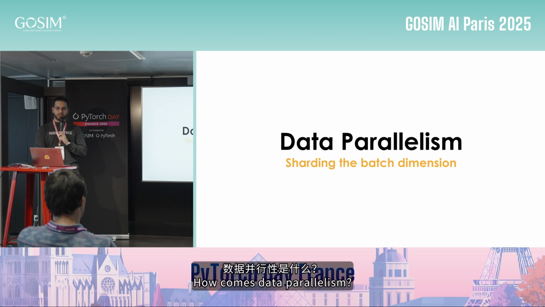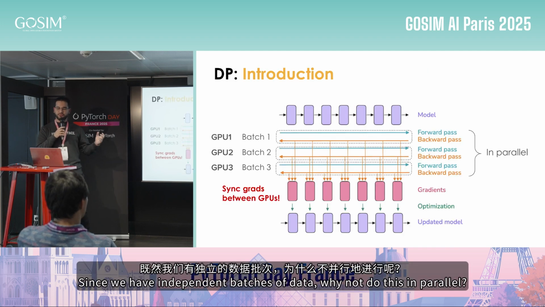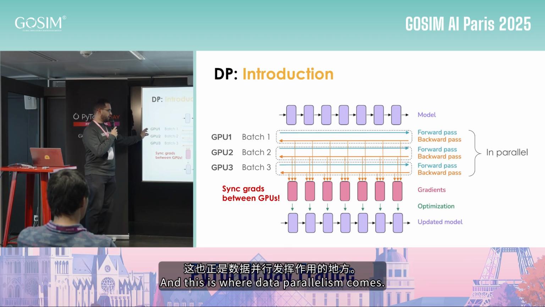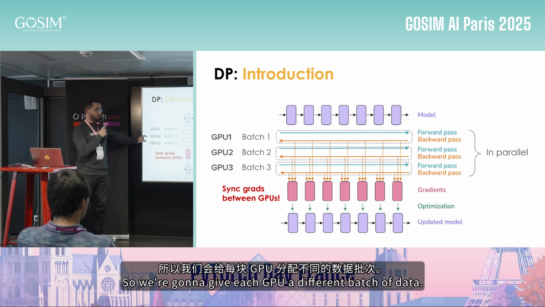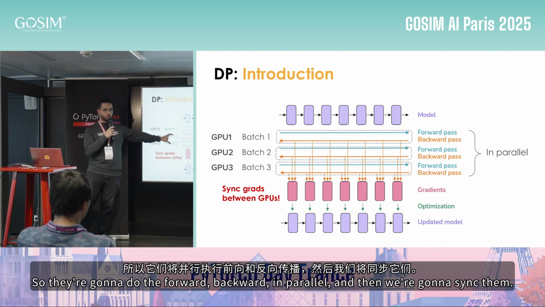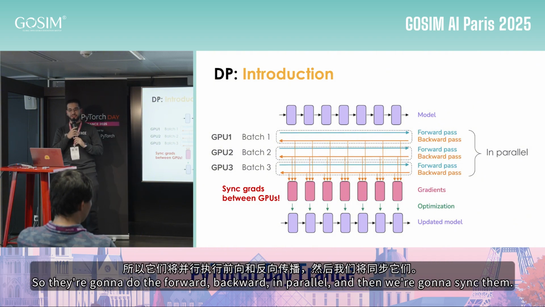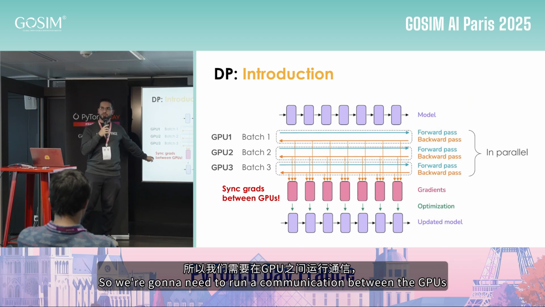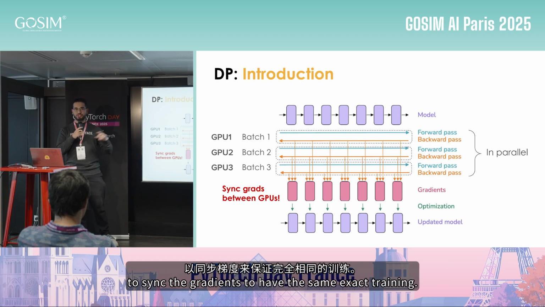Now comes data parallelism. Since we have independent batches of data, why not do this in parallel? This is where data parallelism comes in. We're going to give each GPU a different batch of data, so they're going to do the forward and backward in parallel. And then we're going to sync them. We need to run a communication between the GPUs to sync the gradients to have the exact same training.